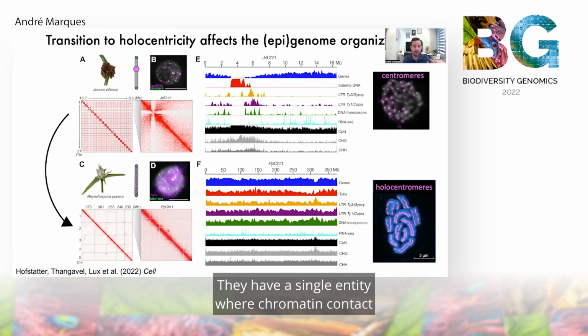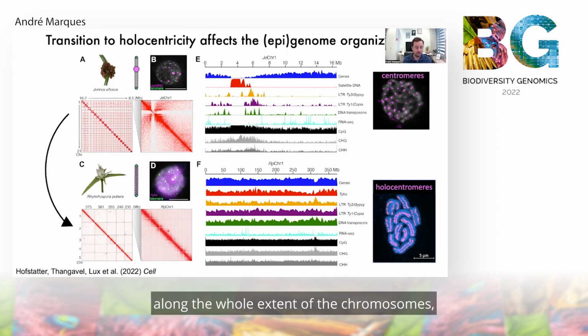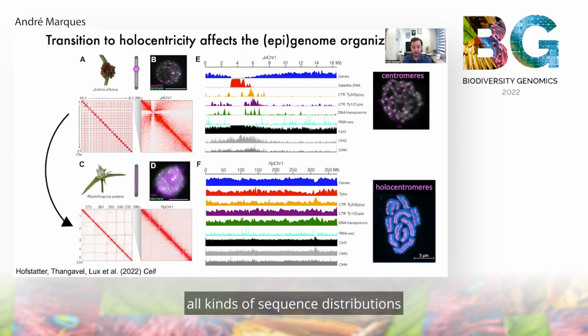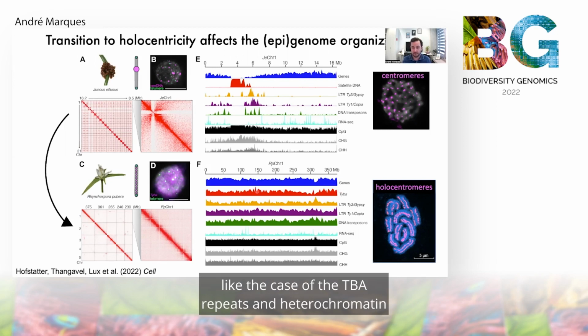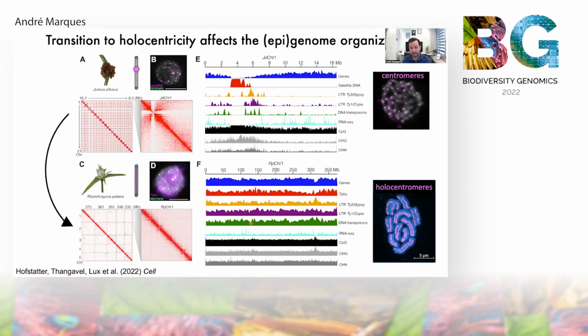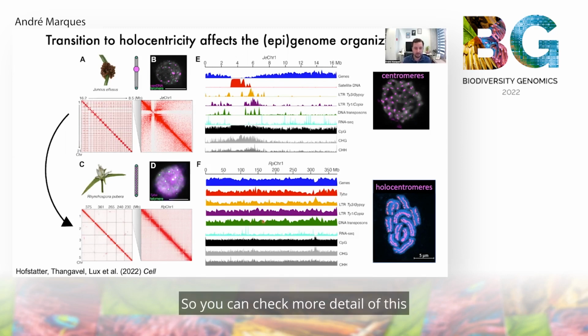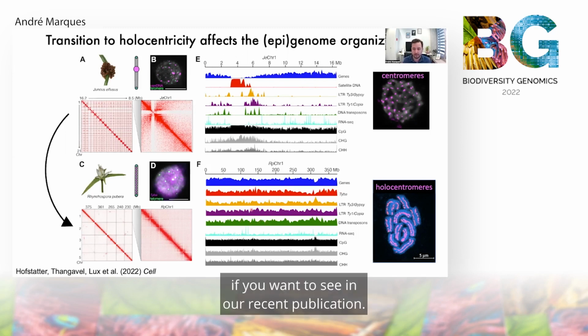They have a single entity where chromatin contact seems to be more or less uniformly distributed along the whole extent of the chromosomes. Also, very little interaction between different chromosomes was observed. Very interesting, all kinds of sequence distributions also show this uniform pattern. So all genes, centromeric repeats like the Tyba repeats, and heterochromatin and euchromatin are also uniformly distributed. You can check more detail of this in our recent publication.